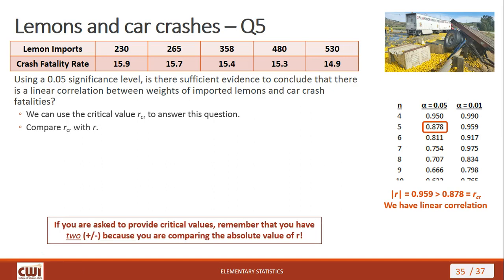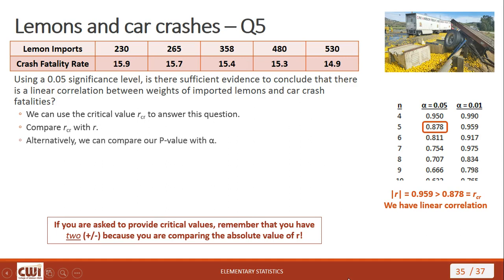If you're asked to provide critical values for R, remember you have 2, because you're comparing the absolute value of R with the critical value. So if you're asked for 2 critical values, you're going to go here to your table. One of them is a positive 0.878. The other will be a negative 0.878. Typically, these hypothesis tests are two-tailed, so you're going to have 2 critical values.